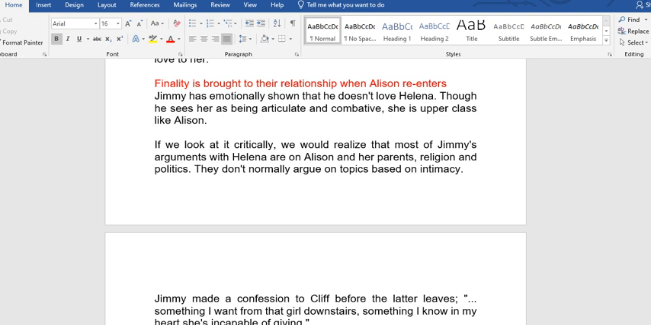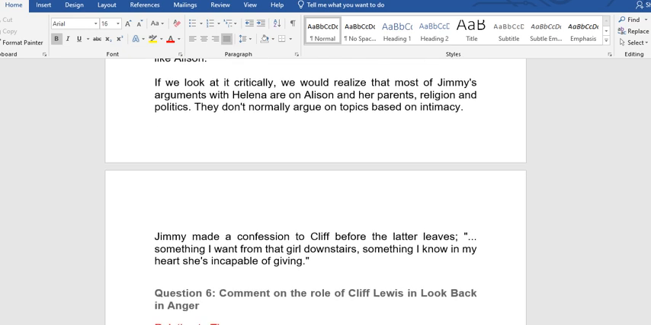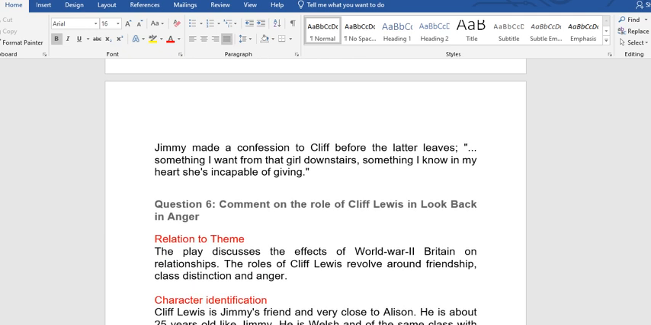They do not normally argue on topics based on intimacy. That has been the bone of contention. They never argue on anything that has to do with intimacy or love. Jimmy made a confession to Cliff before the latter leaves: "Something I want from that girl downstairs, something I know in my heart she's incapable of giving." So, with this, we can see that Jimmy does not love Elena.